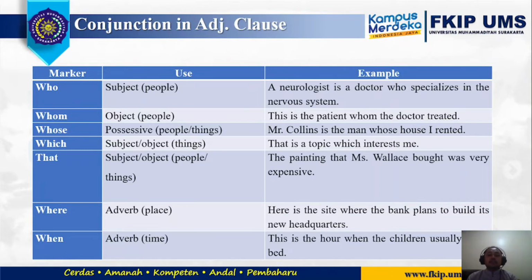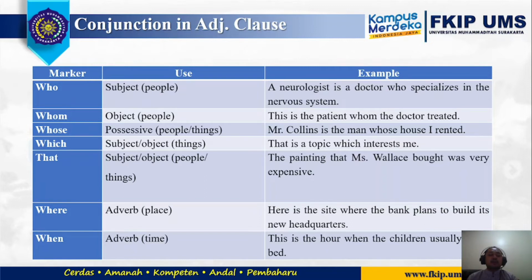For example, here that I show you: the painting that Miss Wallace bought was very expensive. It means that "that Miss Wallace bought" is the adjective clause, and this explains the painting. Painting here is a thing, yeah, benda, yeah. So that's why. And the next one is where.